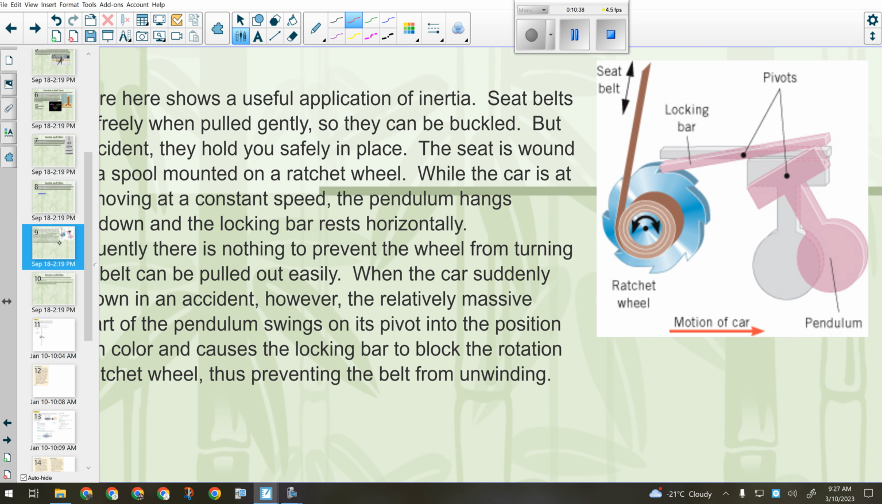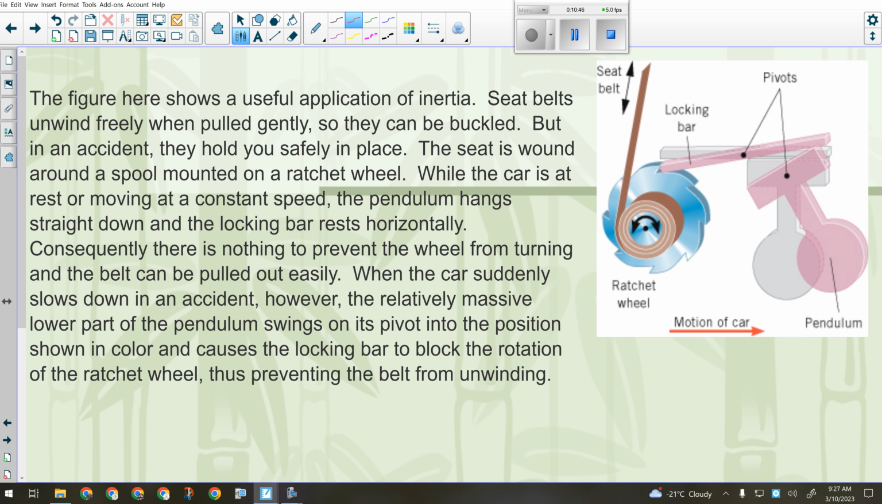Okay, so this is the mechanism that your seatbelt locks with. If you're traveling at a constant velocity, the pendulum is straight up and down. As soon as you hit the brakes, the pendulum swings forward because it obeys Newton's first law. It's in motion. It tries to stay in motion. So it swings forward, tilts up the locking bar, which catches that ratcheted wheel that was the bane of your existence when you were in a hurry, okay, and doesn't allow the seatbelt to unroll.